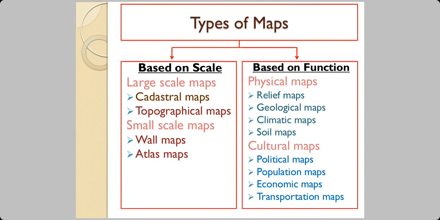Now, there are broadly two types of maps. One is based on scale, and the other one is based on function. On the maps based on scale, we have large scale maps and small scale maps. In large scale map, we have something known as cadastral map. What it is, we'll learn shortly. And we have topographical map. What it means, I'll tell you shortly. Then we have wall maps and atlas maps, which are small scale maps. Then based on function, we have physical maps and cultural maps.